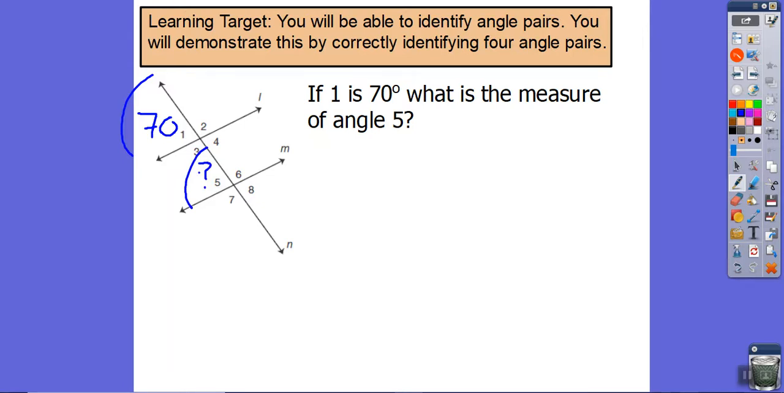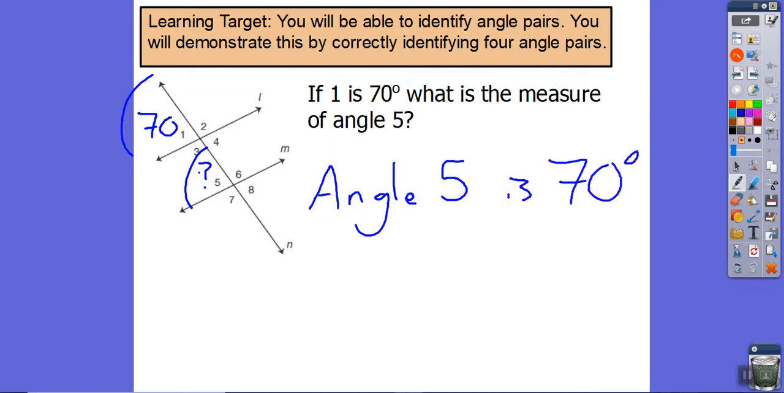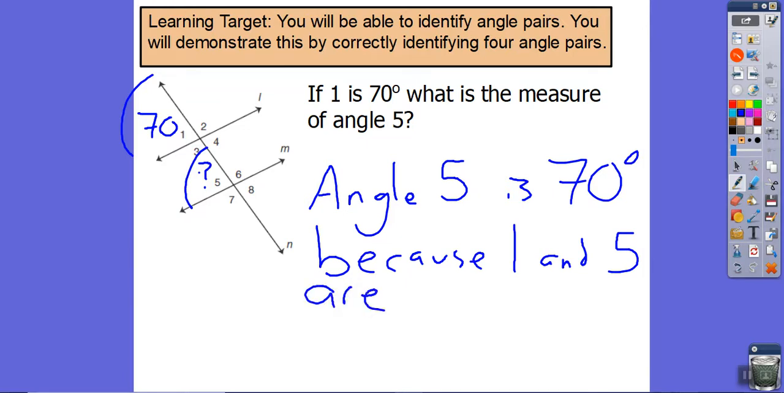Okay, so this has a three-part answer. The first part is I'm going to answer it. I'm going to say angle 5 is 70 because I know they're the same. Because then I'm going to name the two angles, 1 and 5. Now why we need to do that is because sometimes people will say like them, they, it, and I don't know what them is. I don't know who they are. I don't know what it is. So you want to be super specific and say because 1 and 5 are, and then you want to drop the vocabulary word, corresponding.